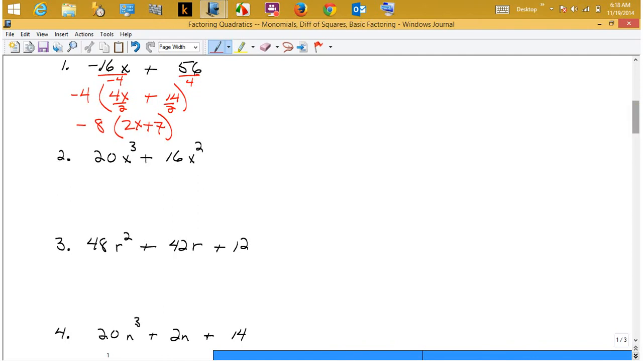Okay, looking at the next one, we can see that we have an x squared in both terms, so I definitely am going to factor an x squared out. And then I have a 20 and a 16, so a common factor there would be 4. So if I pull a 4x squared out, what I would have left, you could think of it this way, taking a 4x squared out of that term, I would have 5x. And if I took a 4x squared out of this term, I would be left with plus 4. So that would be my answer.